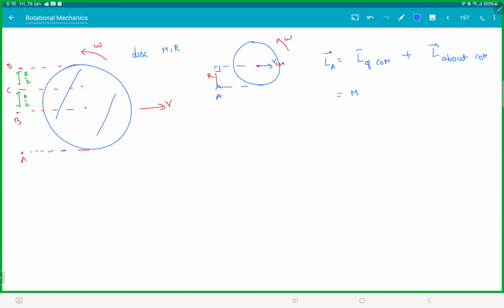So this is M. R perpendicular is R. V direction is minus k cap. Plus I CM omega, that is M R square by 2 if you stand on the center of mass, into omega, the rotation is plus k cap. Please check the directions. There's no relation between B and omega here, so the answer is that's it.